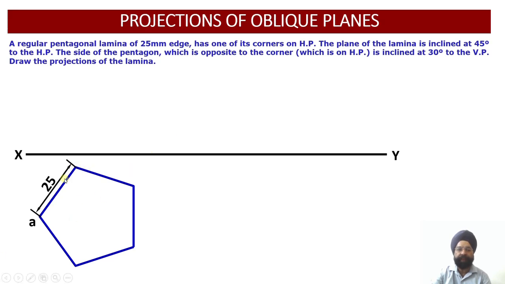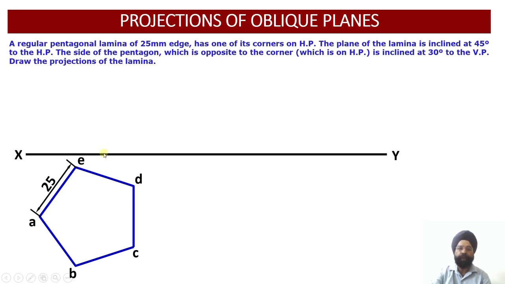The edge of the lamina is 25 millimeter. We have marked all these points in the top view, that is A, B, C, D and E. This is the top view of the lamina, which is drawn onto the horizontal plane, and this will be drawn below the XY line. And this provides us with the true shape of the lamina. So this is our step number 1.